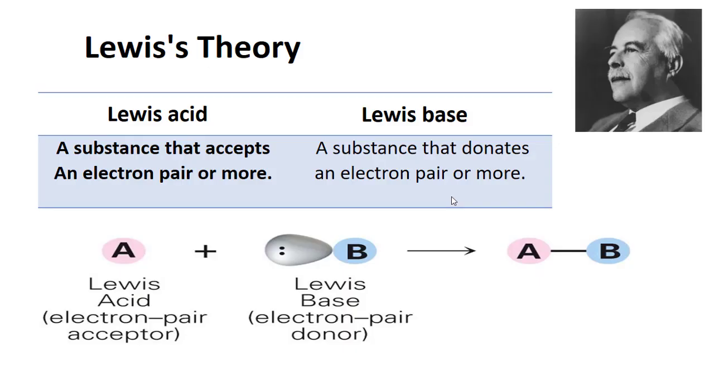Number 3, Lewis theory. A Lewis base is a substance that has many electrons, and it can give an electron pair or more, while a Lewis acid is a substance that accepts an electron pair or more. So we can say a Lewis acid is an electron pair acceptor, and a Lewis base is an electron pair donor.